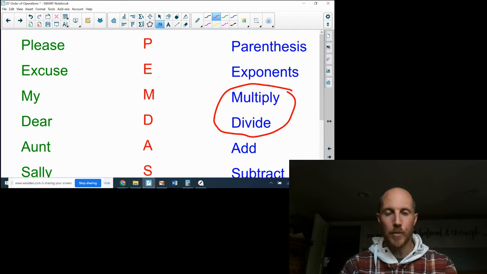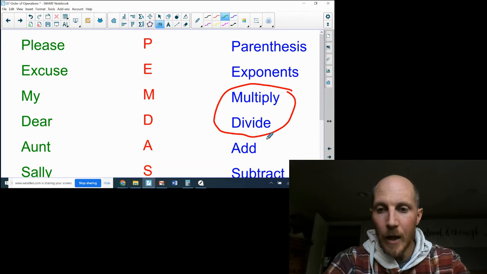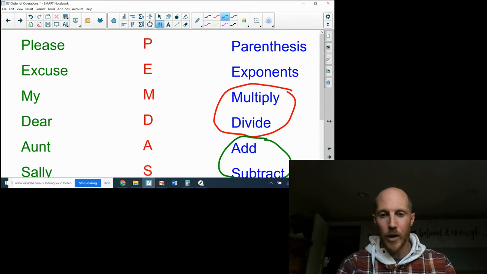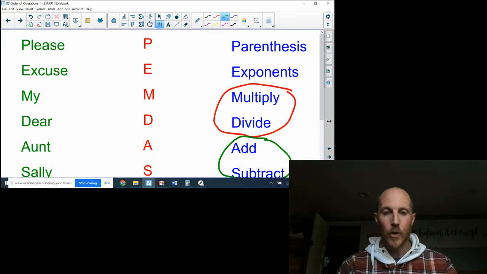So if both multiplying and dividing show up in the same number sentence, you work from left to right. And that might mean you divide before you multiply. It depends on the problem. Same thing is true about adding and subtracting. You don't always add before you subtract. Add and subtract both have the same level, and you go from left to right. So if there's both adding and subtracting, you just work your way across the problem from left to right.